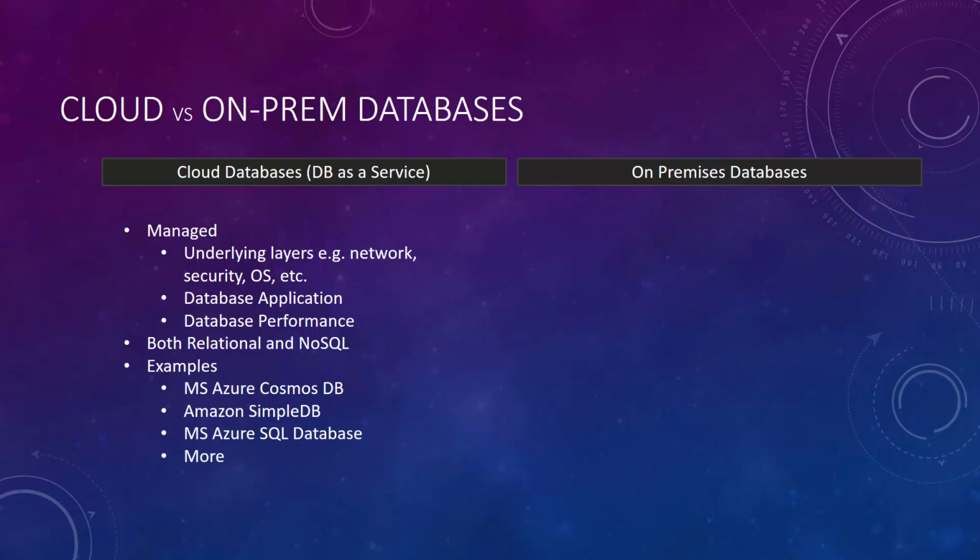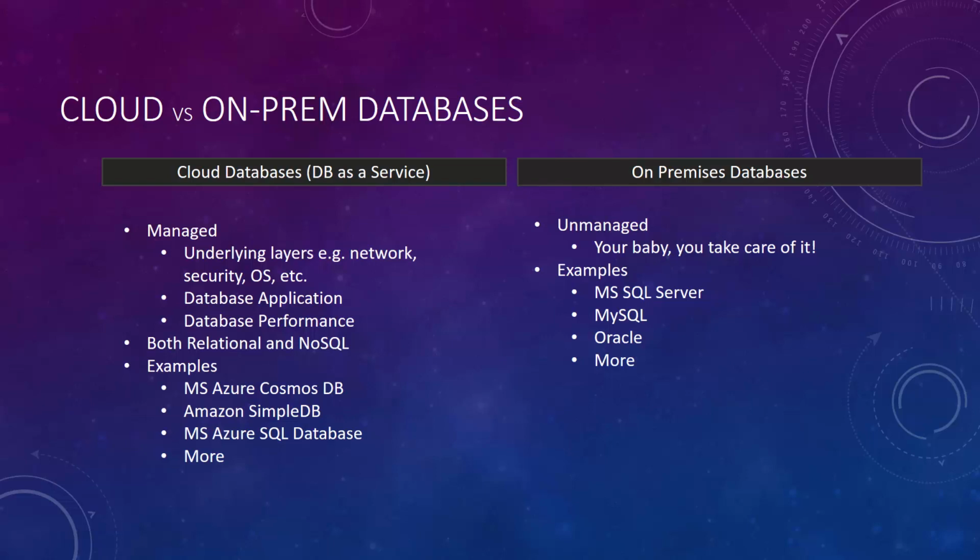And cloud databases are not limited to just relational or NoSQL. Both are available. For example, if you look at the examples, Microsoft offers a cloud version of its very popular on-premises SQL Server database. They call it Azure SQL Database. So that happens to be a cloud database that is relational. But Azure Cosmos DB, as we looked at earlier, supports different models, documents or graph data or tables. And when you look at on-premises databases, they're not managed.